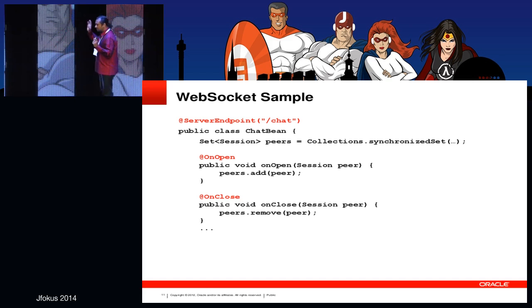So this is basically a chat application. We're creating a set of peers. We have two callbacks, on open and on close. So basically, we get these callbacks whenever we get a new session, a new client connecting to the server, and when the client goes away, we get the on close. In this case, we're simply maintaining the list of clients.